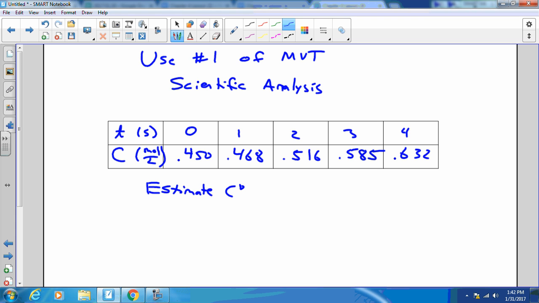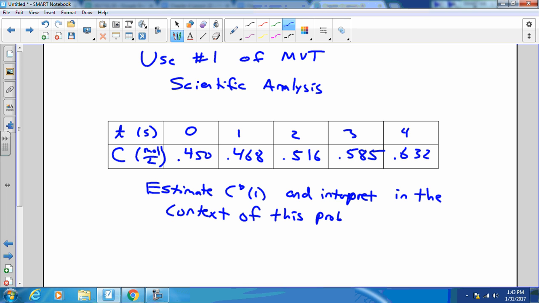Now I want to ask you a question that you already know how to find. Estimate C prime of 1 and interpret in English in the context of this problem. Estimate C prime of 1 and interpret in the context of this problem. Go.